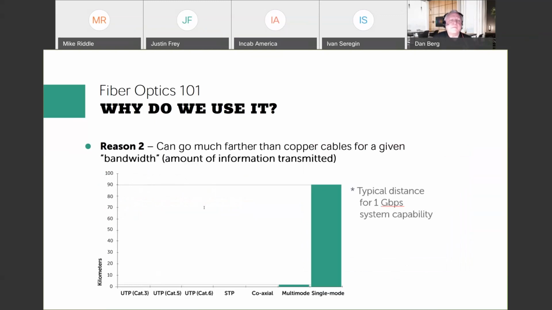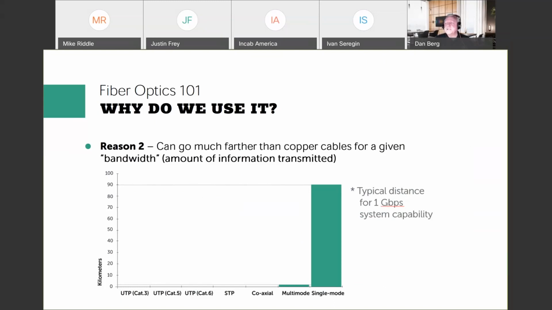Why do we use fiber? Well, as you can see from the first slide, it's going to take up a lot less space to give you the same capacity or the same bandwidth. But what we can also do is go a lot farther without having a repeater. You can see here some of the examples from the Cat3 all the way up to single mode, each one of them being advanced or having increased carrying capacity.